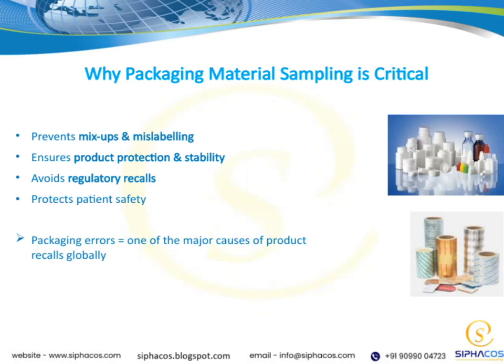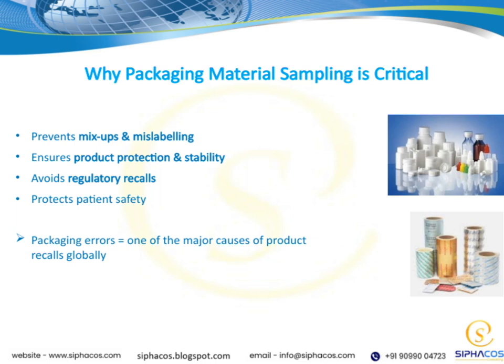Let's talk about why packaging materials sampling is so critical in our process. First, it helps prevent mix-ups and mislabeling, which are common issues that can lead to serious problems down the line. Ensuring that the right label goes on the right product is essential for clear communication and safety. Next, proper sampling guarantees that our packaging provides the necessary protection and stability for the product. This means the product stays effective and safe throughout its shelf life.